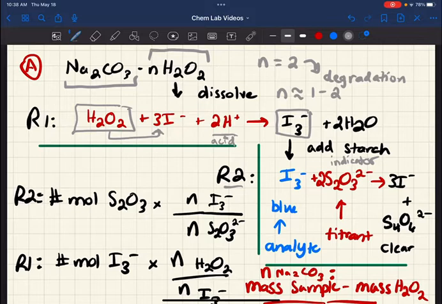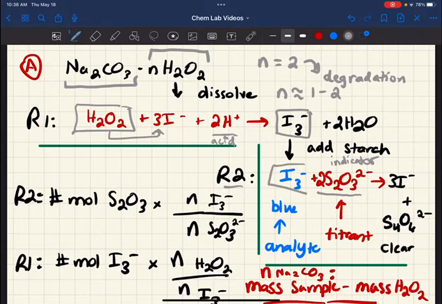Reaction 2 is actually to use up the triiodide and reduce it back down to iodide ions. And we can do this with a solution of sodium thiosulfate. The sodium is not involved, so we'll just call it thiosulfate in this reaction. And when triiodide is reduced to 3 iodide ions, our thiosulfate gets oxidized to S4O6 2-. And we're not going to worry about that.